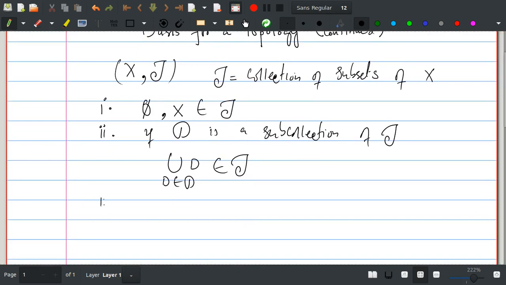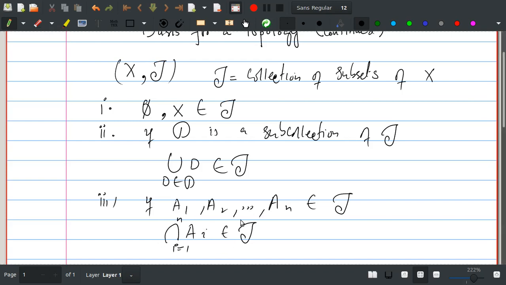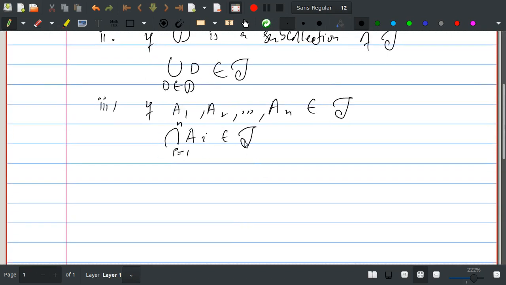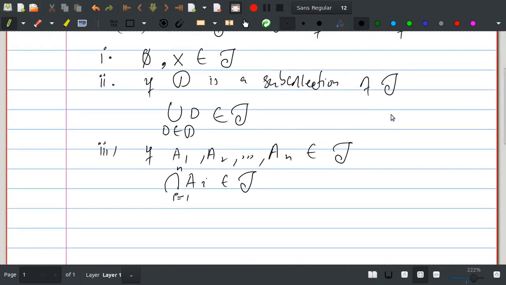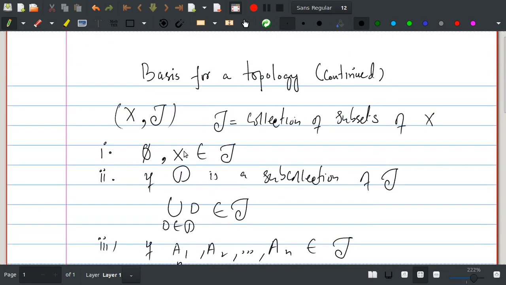Then finally we say this collection has to be closed under finite intersections, i.e. if a1, a2, so on, an are the elements of this collection, then their intersection must be an element of this fancy T. Note that this is a set here, so this set has to be in this collection. So if this T satisfies these three conditions, then we call this T to be a topology on X, or we call this pair a topological space.